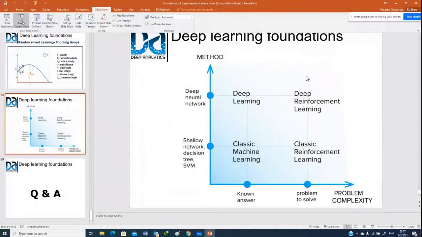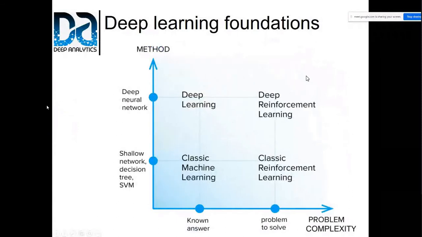So let's now look at what you can do with deep learning, right? If you've got a known answer, you can use classic machine learning, which is support vector machines, decision trees, and so on. What is equivalent to classical machine learning is a shallow network, and we understand what the shallow network does. But if you want much more detailed accuracy, for a known answer, you can use deep learning.